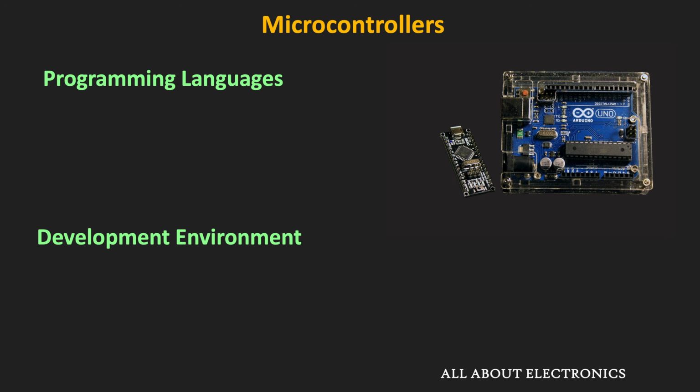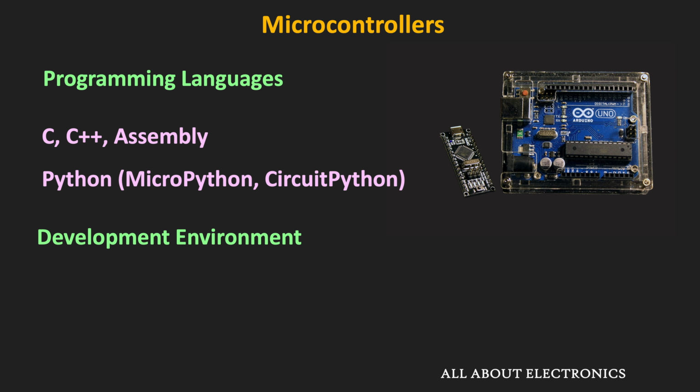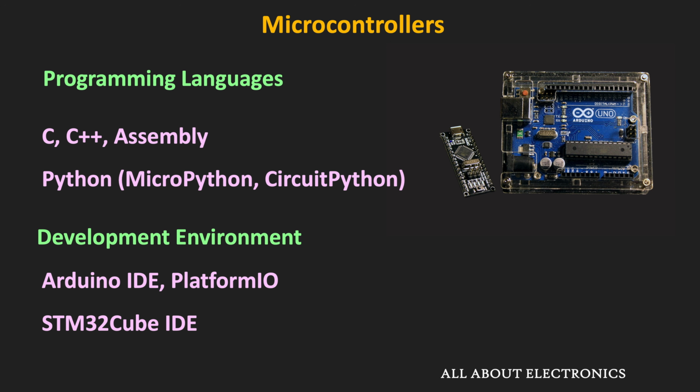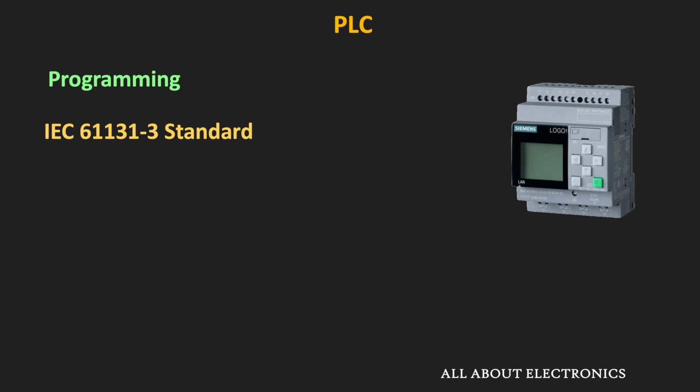So typically, microcontrollers are programmed in C++ or assembly language. And nowadays, many MCUs can also be programmed in Python. This programming can be done in different development environments. These are the common development environments typically used for programming microcontrollers. Of course, there are many other vendor-specific development environments, but using these, it is possible to program the MCUs. On the other hand, PLC programming has been standardized by the following standard.